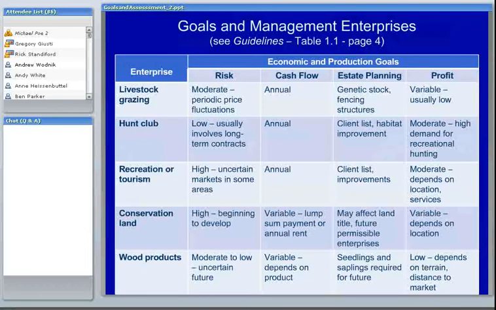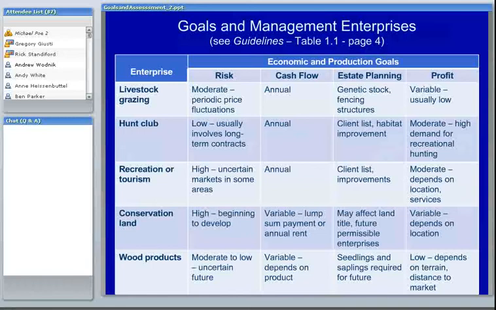Let's just say one more thing about that. For example, if you're considering a hunt club, it probably has some lower risk than other kinds of enterprises. Usually a long-term contract is involved in that. There would be annual cash flow typically associated with that. In terms of estate planning, in terms of passing this on to the next generation, there's things like your client list. You're making habitat improvements that are adding to the overall value of the property for passing it on.